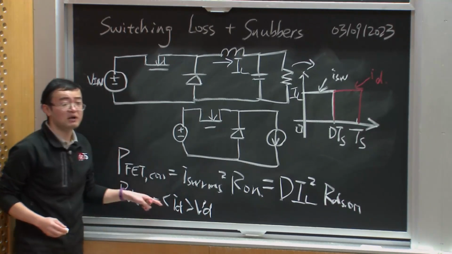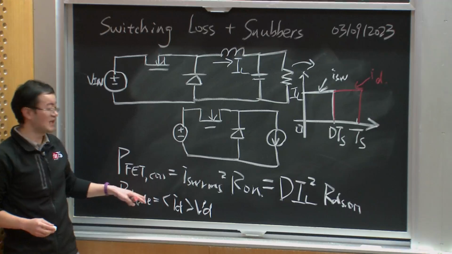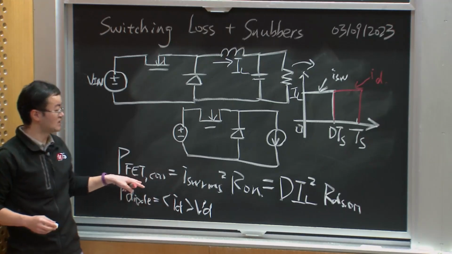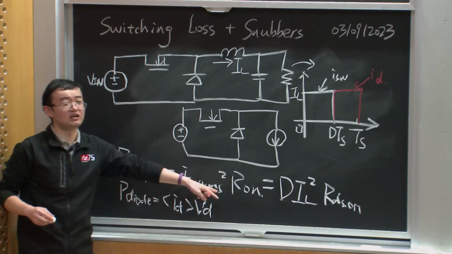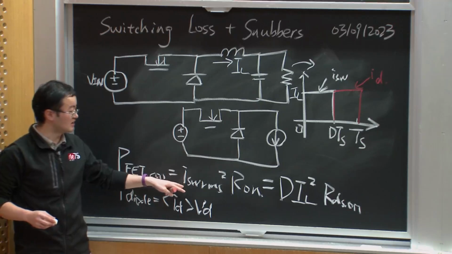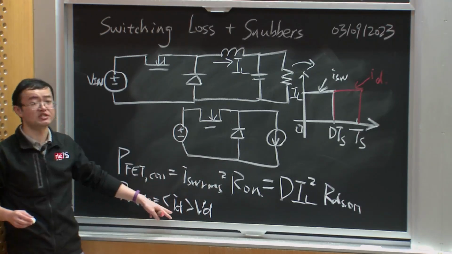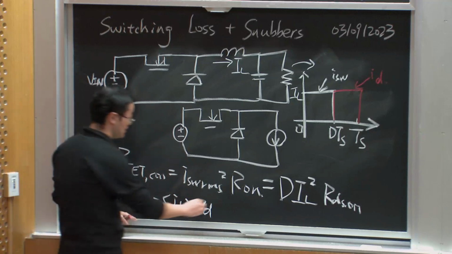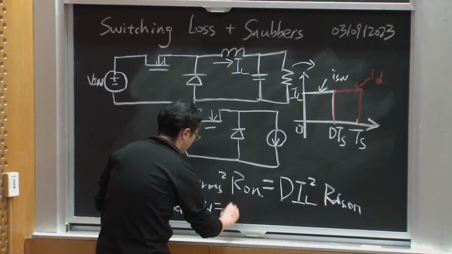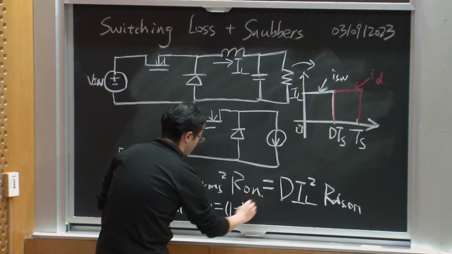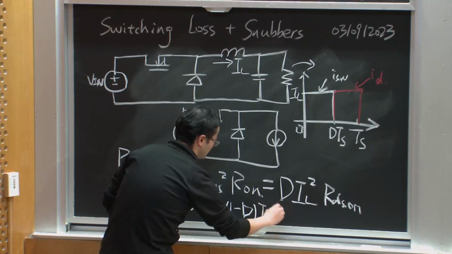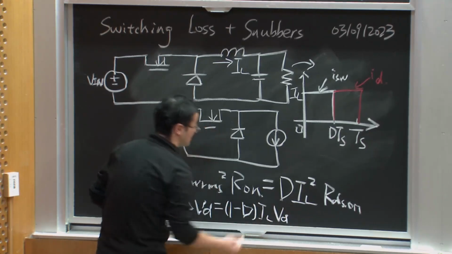So still, the loss is a power. Power is V times I. Just like for the MOSFET, the V will be I times the R. So it will be the RMS squared times the RDS on. But for the diode, it will be the average current times the voltage drop. So that will be the 1 minus D times IL times the voltage drop of the diode.